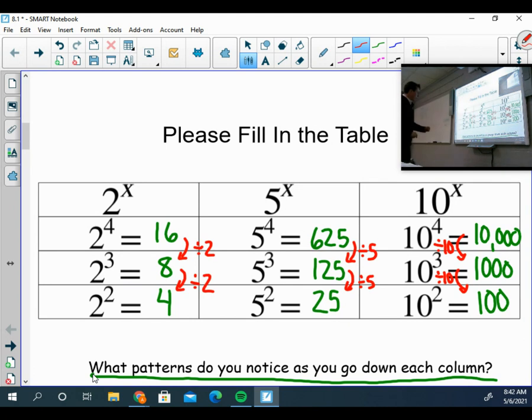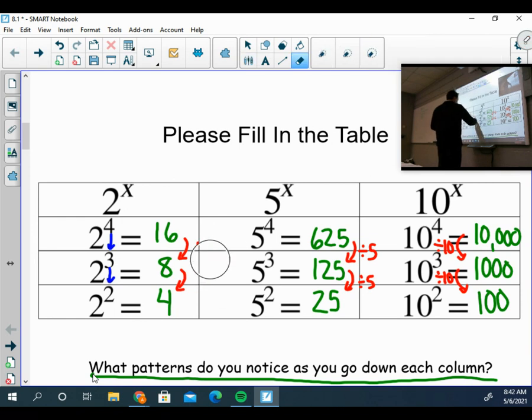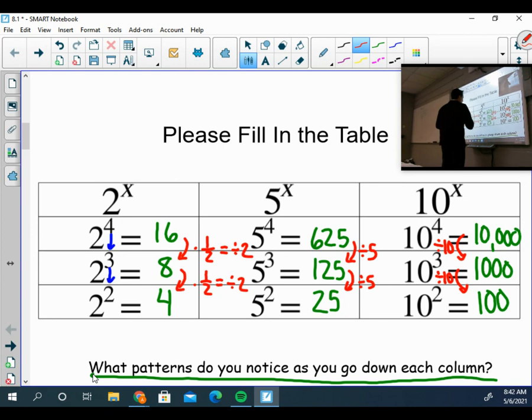Okay? And really, let's take a moment and appreciate what's happening here. As we go down the column, what's occurring? The exponent is decreasing by 1, and we are dividing by the base. Or another way of thinking about it, instead of dividing by 2, maybe we could also think about it as multiplying by 1/2. Again, those are the same thing, right? Division by 2 is the same thing as multiplying by 1/2.